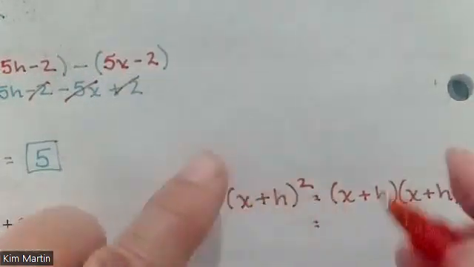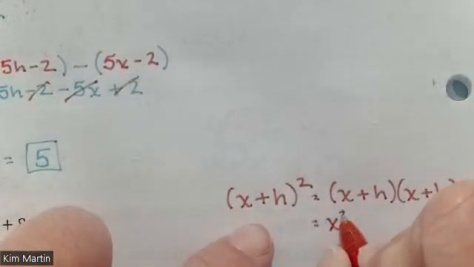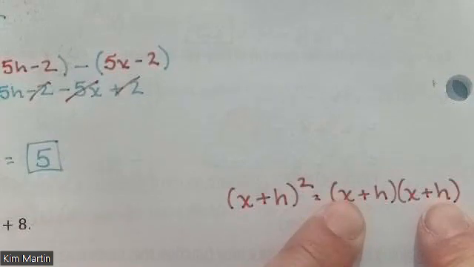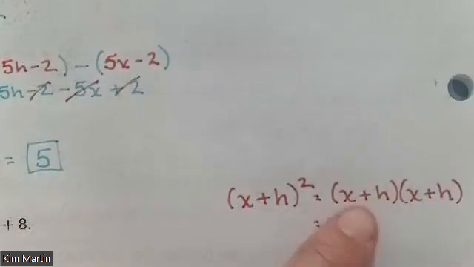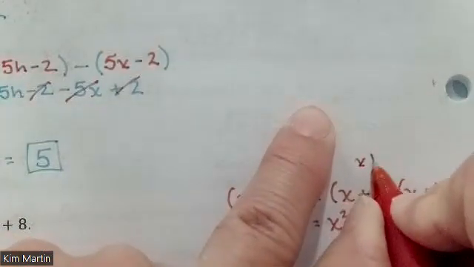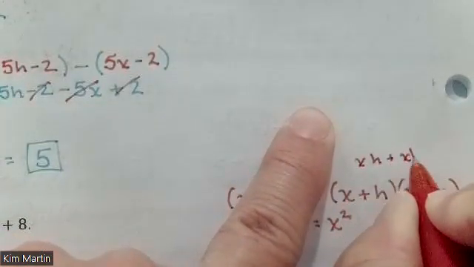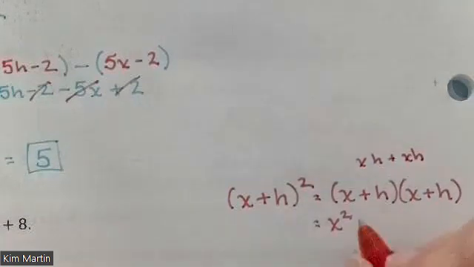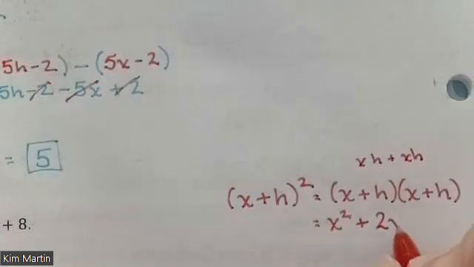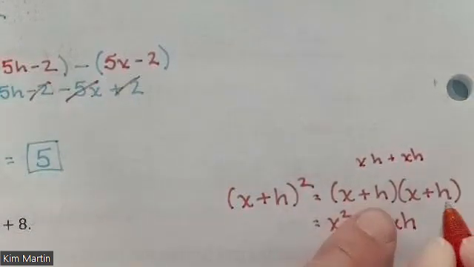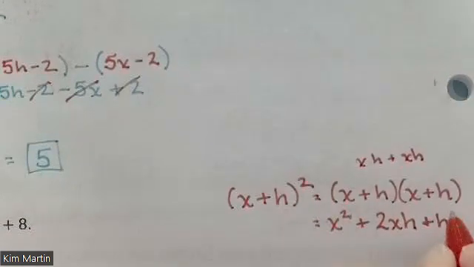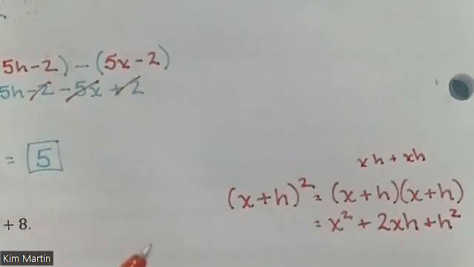X times x is x squared. X times h is xh. H times x is xh. And when you have xh plus xh, you get 2xh plus h squared. Now, if you know the shortcut to that, you didn't have to do FOIL.